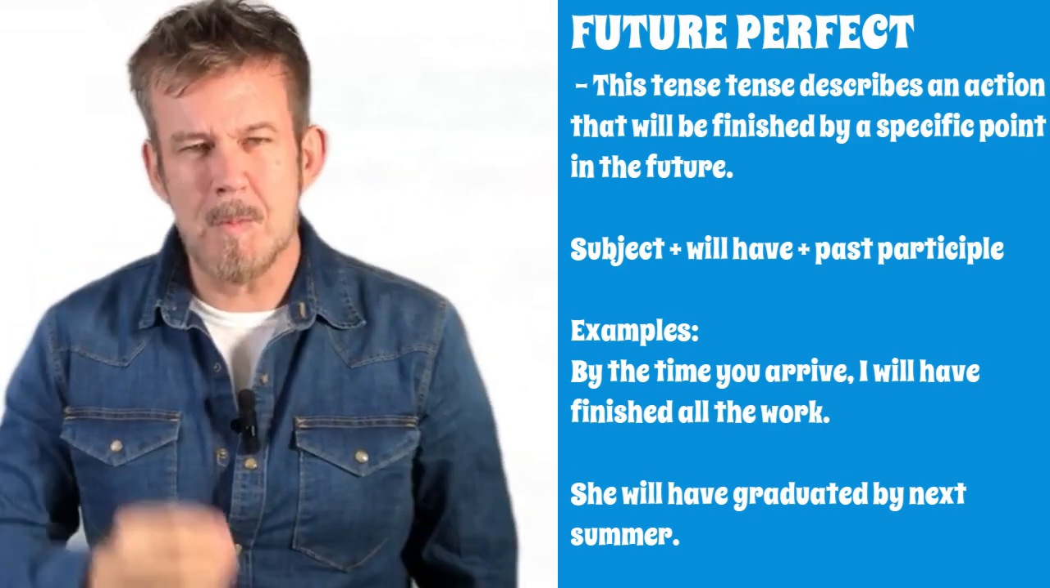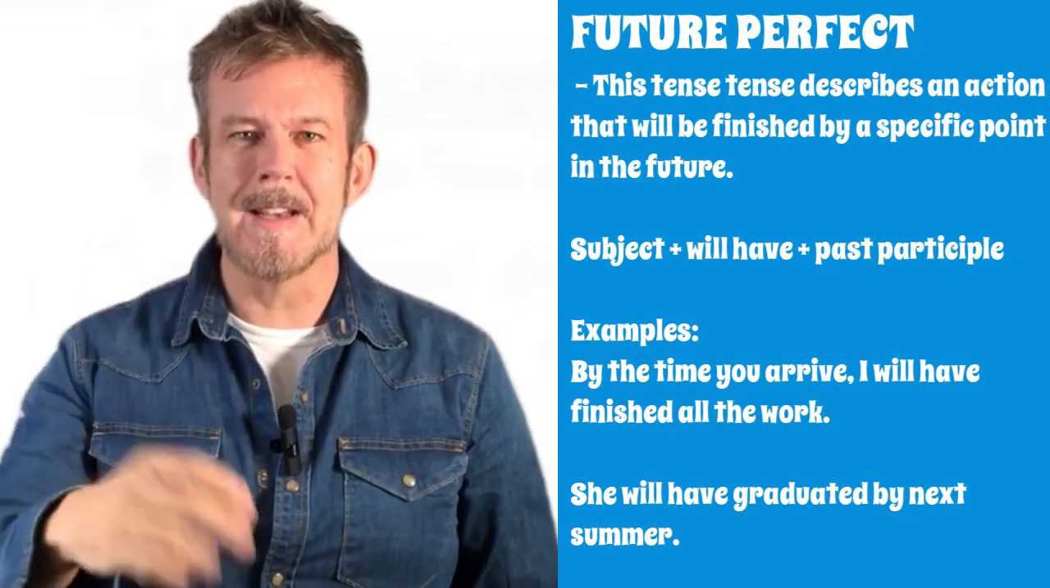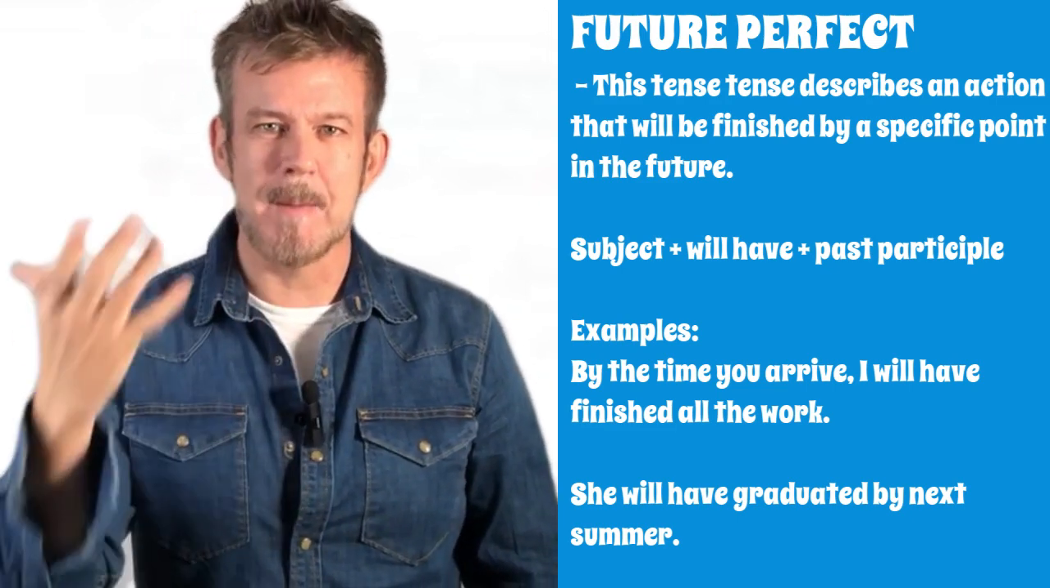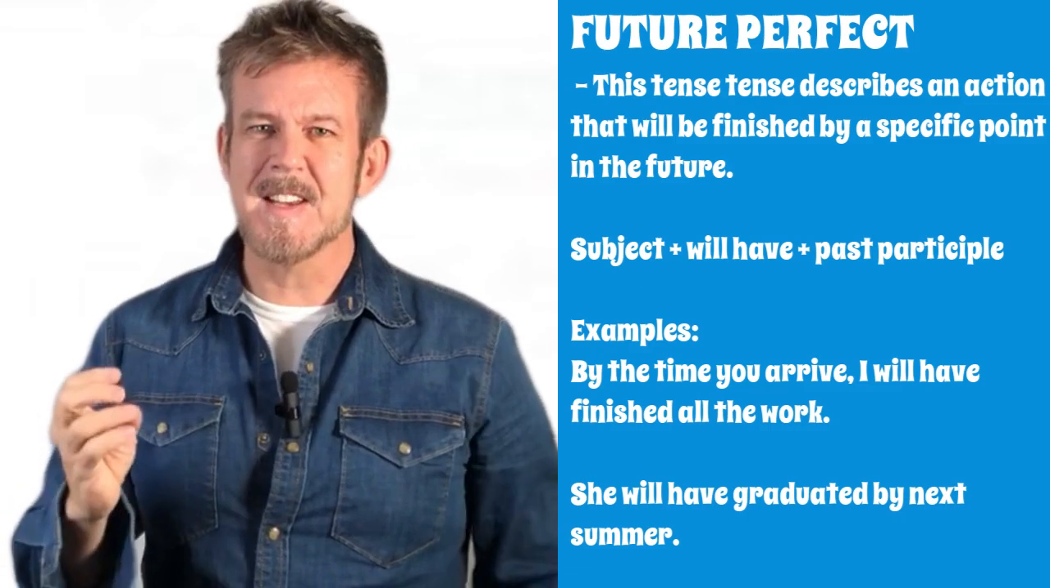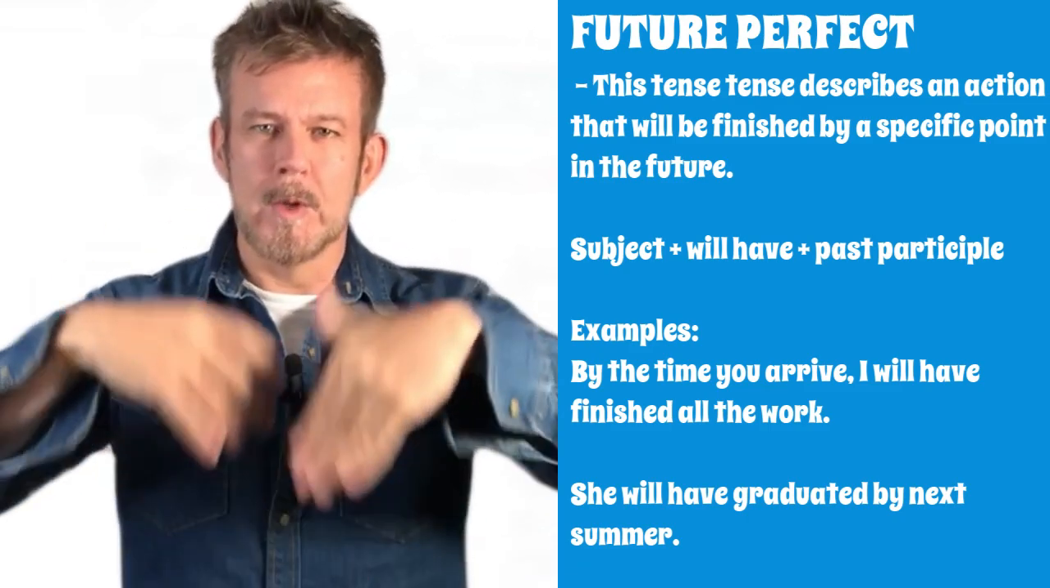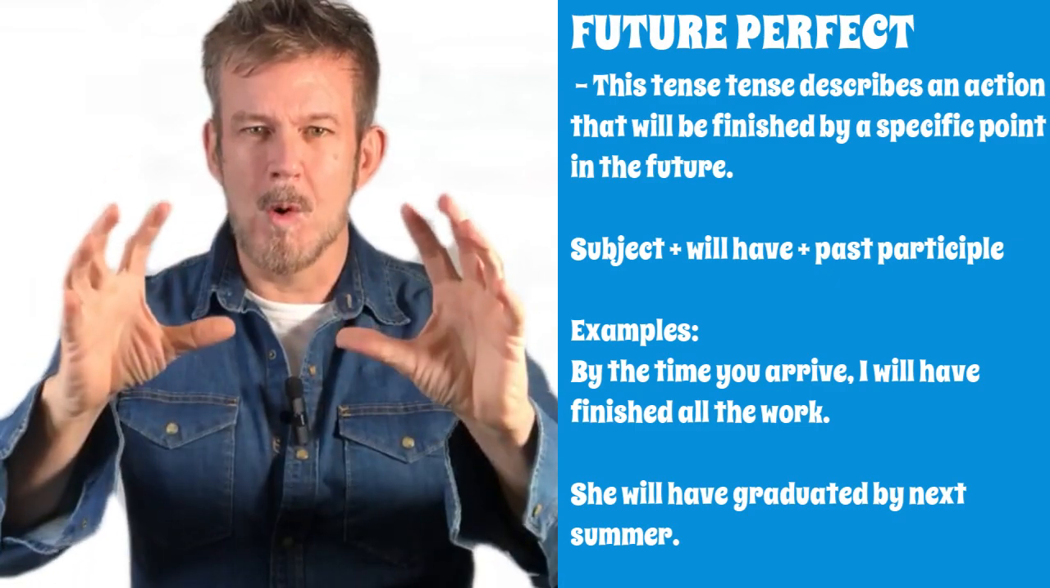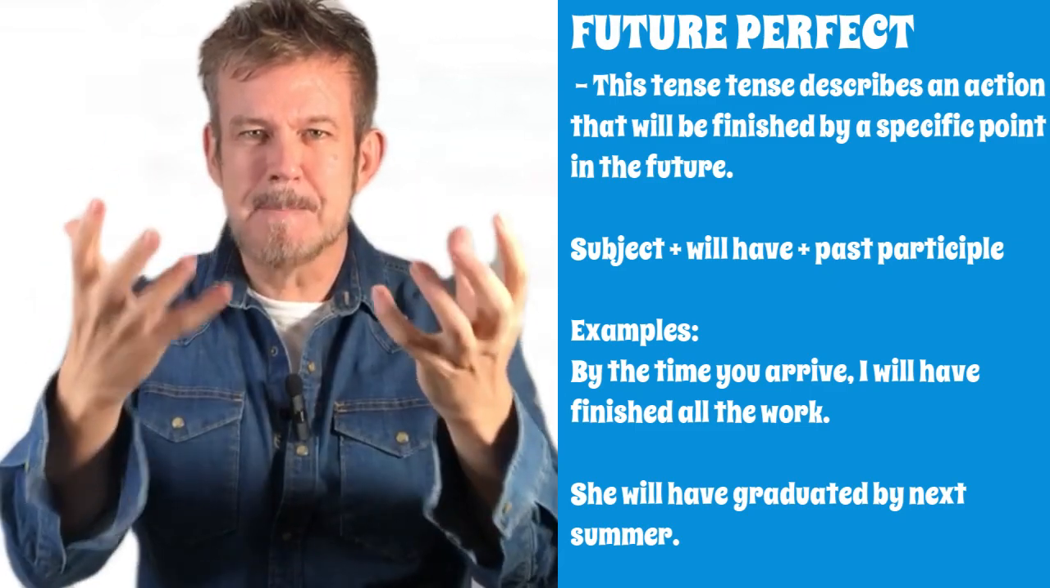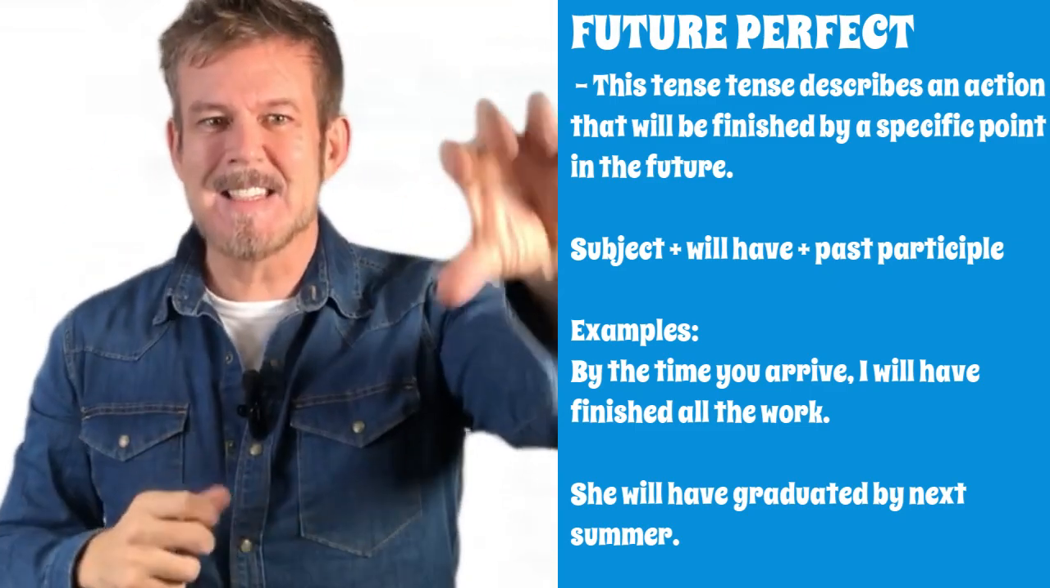Or she will have graduated by next summer. Again, this indicates that the action of graduating will occur before the specific time period of next summer. So, future perfect, describing an action that will be done or completed by a specific point in the future.